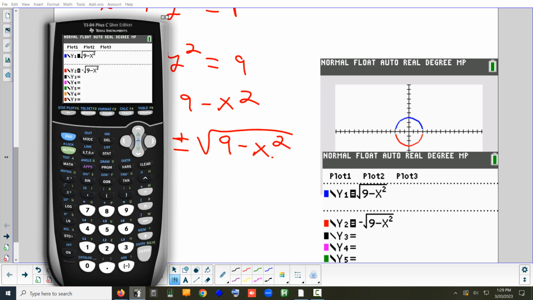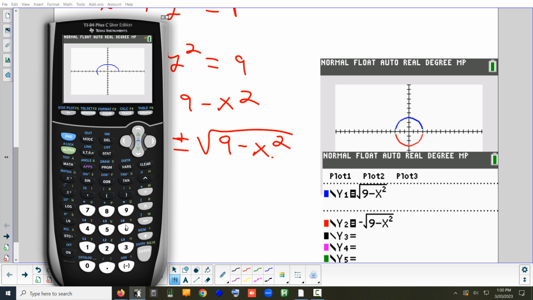Now, let me show you how this would look in polar. If I change the mode on my calculator to polar, watch what happens. It doesn't say y equals anymore. It says r equals. Let me put in a 3 and hit graph. I didn't set my window.